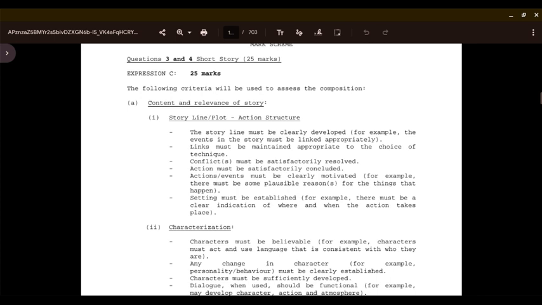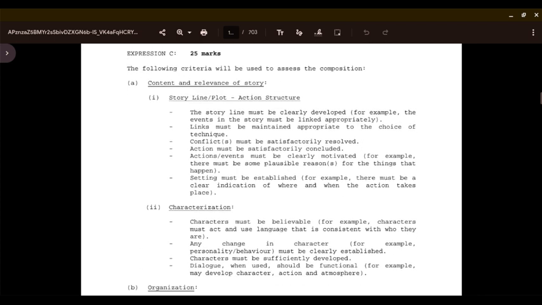Are you in school? Are you at home? Is it Christmas vacation? Is it New Year's Day? Is it during the holiday? When is it? And that helps me orient as a reader into your story. Okay, so that's storyline and plot. Then we go into characterization.